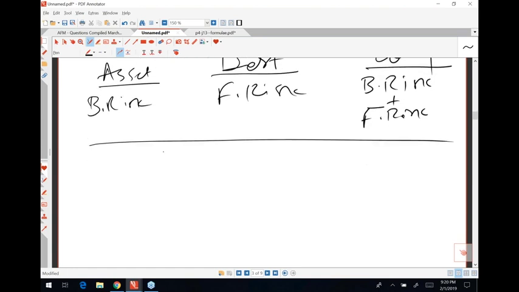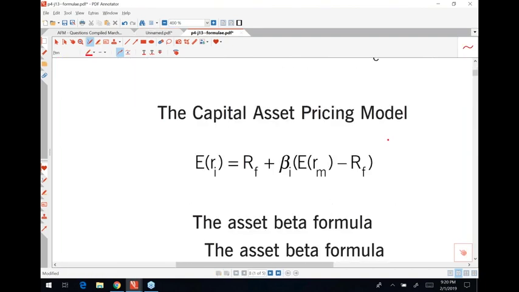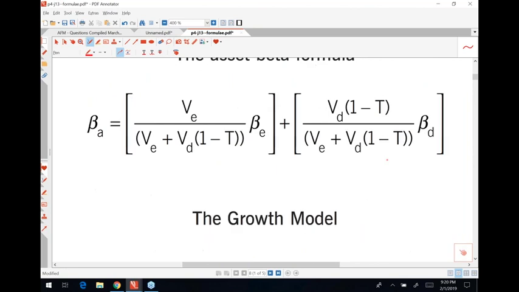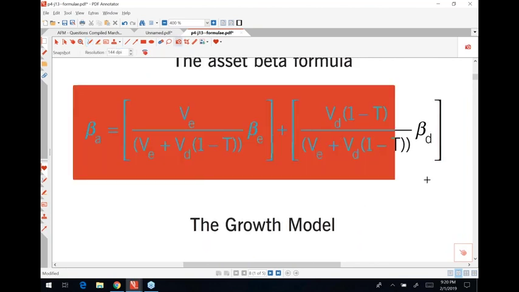The debt beta is considered to have a value of zero, because generally speaking, the risk associated with the debt is considered to be negligible. So the asset beta and the equity beta are connected through a formula. And what is that formula through which they are connected? I'm going to copy this formula and discuss it.